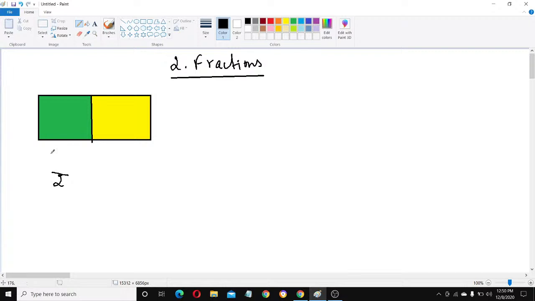Green color part 1. So 1 by 2. What is fraction form of this green color part? 1 by 2. How do we write this yellow color part in fraction form? Here out of 2, one part is green color part, so 1 by 2. Out of 2, 1 equal part, so 1 by 2. How do we write this yellow color part in fraction form? Out of 2, 1 equal part.